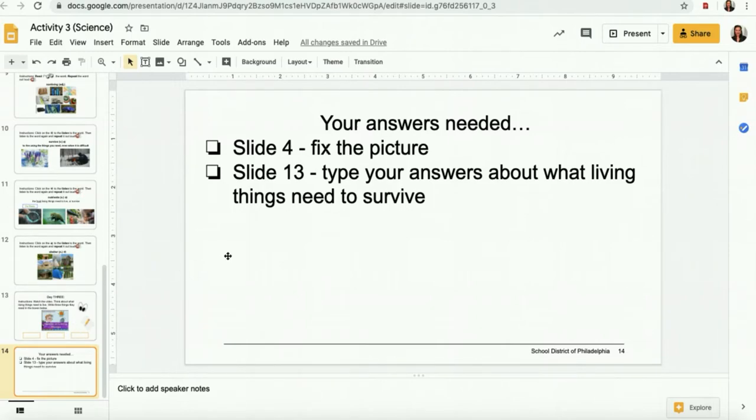And after you've completed this activity, just make sure that you've done activity 1 and activity 2, and you can turn in your science activity for the week.